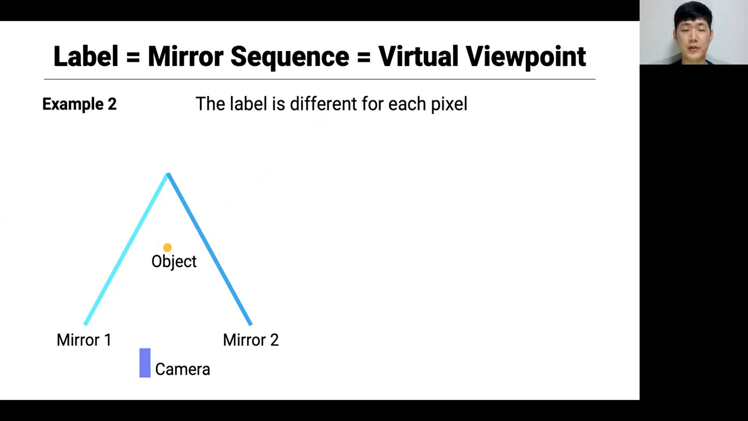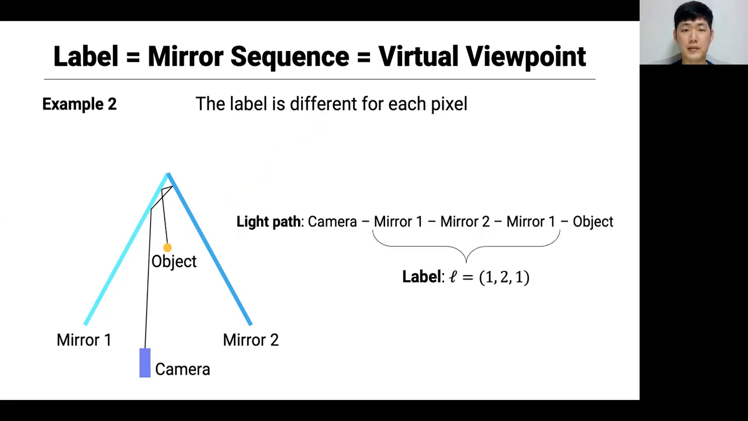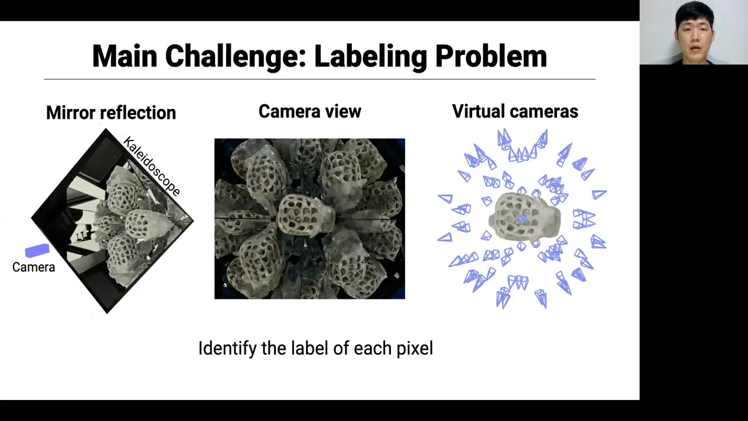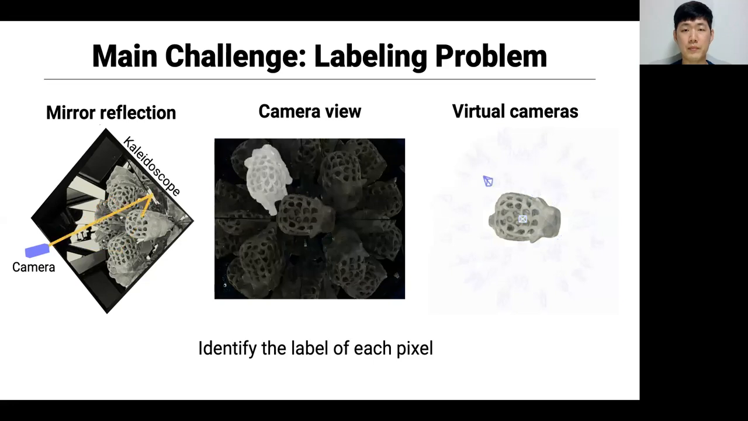The label is different for each pixel. Consider this example of another pixel. The back-projected ray follows a different light path, and the label in this case is 1, 2, 1. As each pixel segment corresponds to a different virtual camera, we need to identify the label of each pixel. We call this the labeling problem. By solving this problem, we can decompose the single captured image into multiple segments, one for each virtual viewpoint. Then a kaleidoscopic system can serve as a virtual multi-view system.